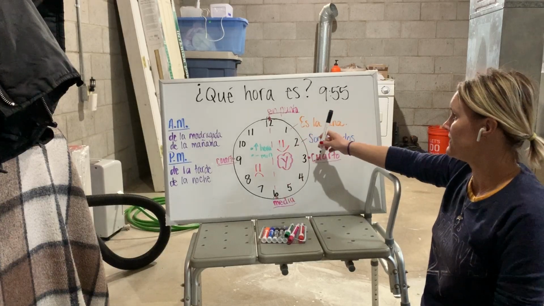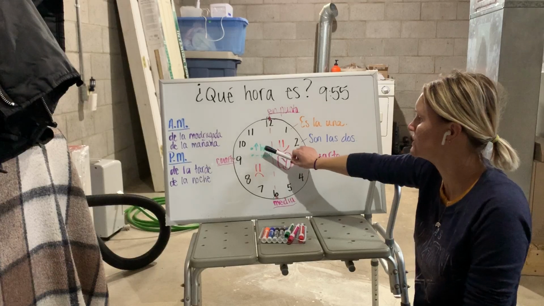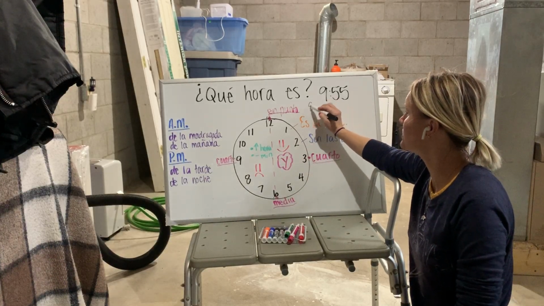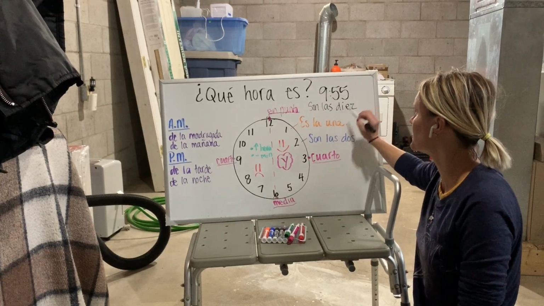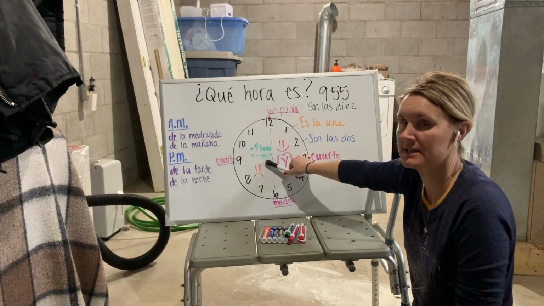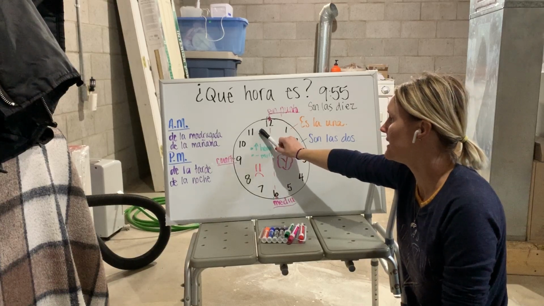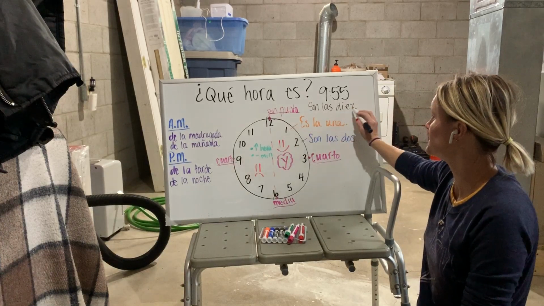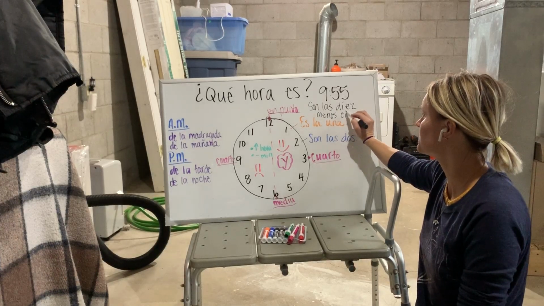Okay, so you should have had, we're on this side of the clock, the dark side. First thing we have to do is round up to the next hour. So it would have been son las 10, that's the next hour. Next thing we have to do is figure out how many minutes we're going to be taking away. If my minute hand is pointing here, I have 5 minutes until I would get to 10 o'clock. So it would be son las 10 menos 5.